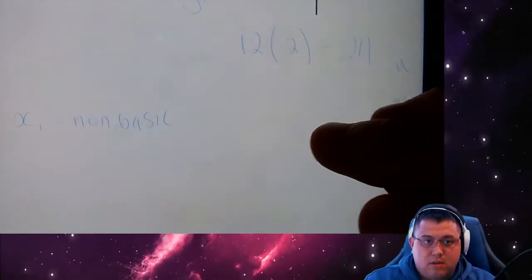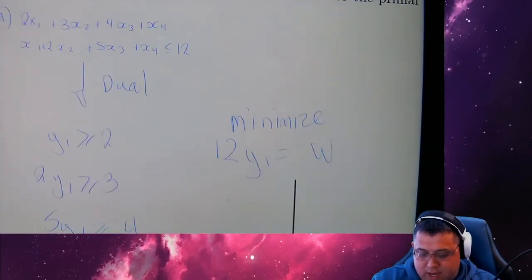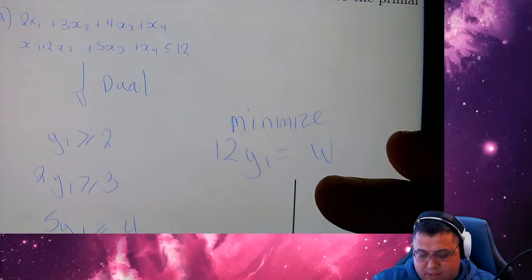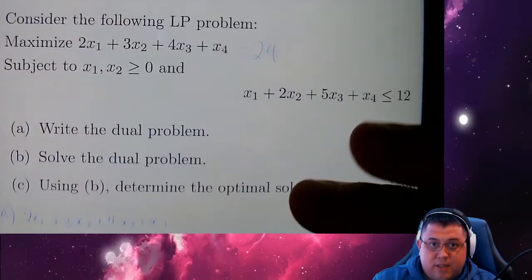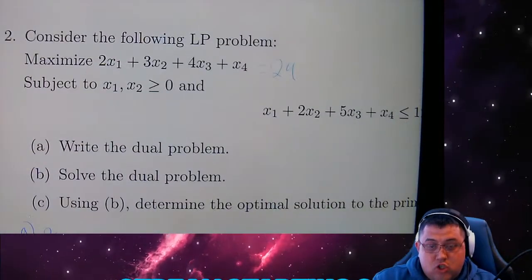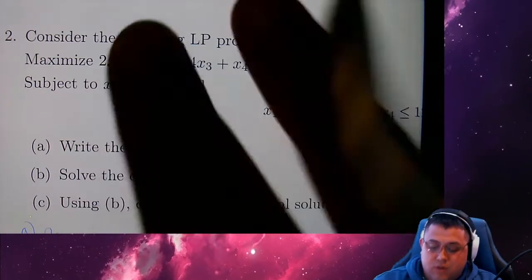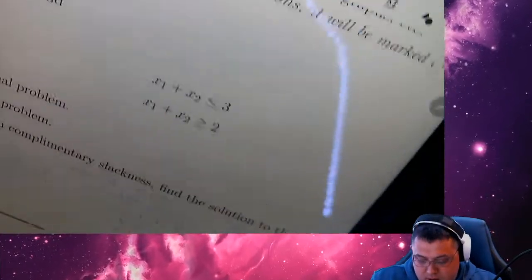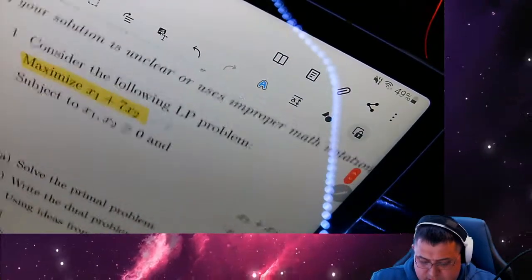So, you know x1s are non-basic. We also know x3 and x4 are unrestricted, I guess. But we also know that this is going to equal 24. So, I feel like I did something wrong.